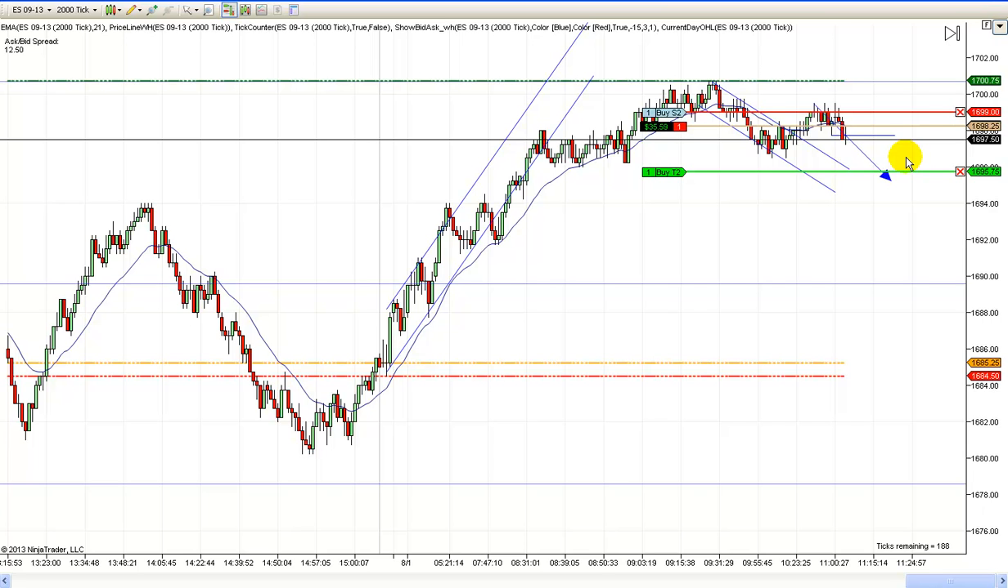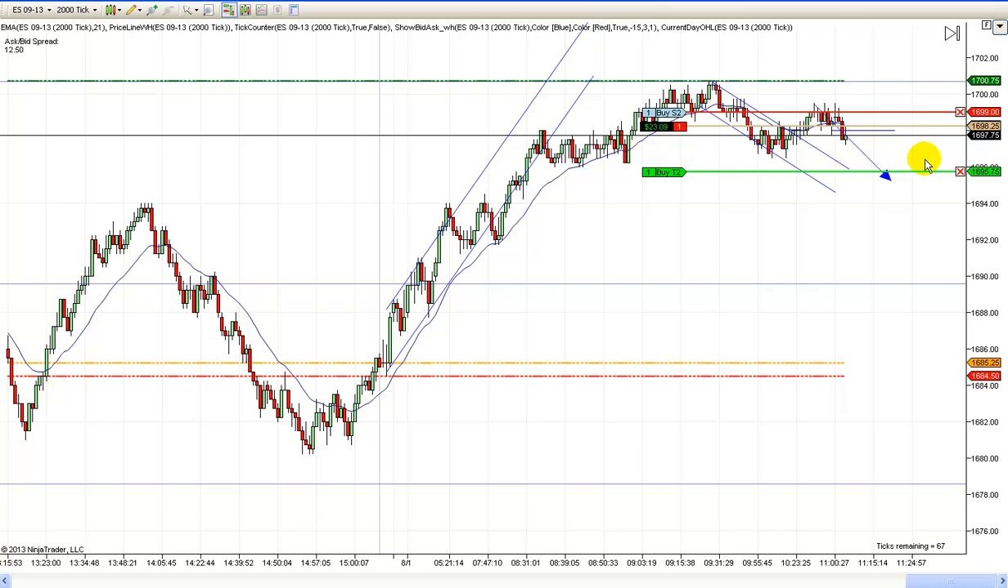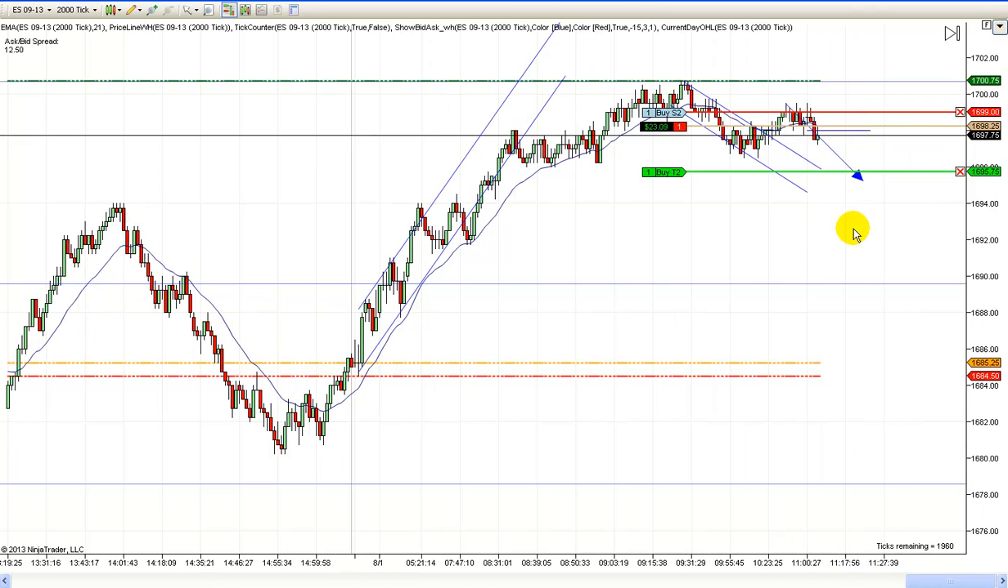You can see we're finding some support there, which doesn't surprise me. But generally these traps work well, and that was the main reason I wanted to show you this video, to show you how I trade these traps. And so far, the trap portion worked out perfectly.